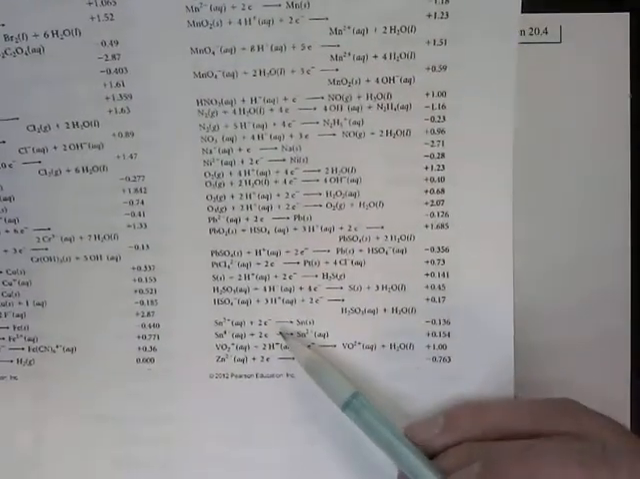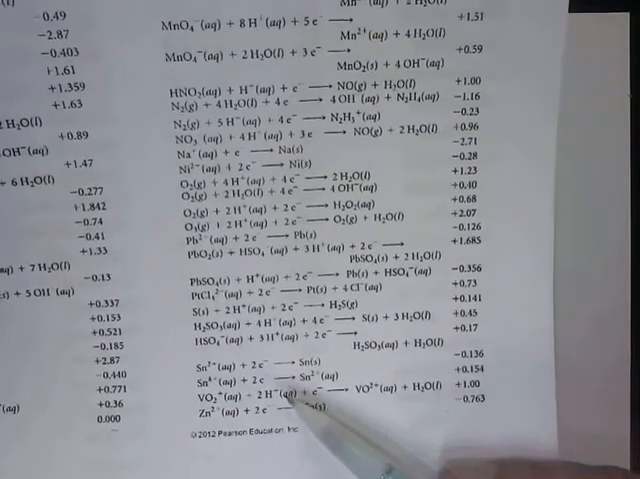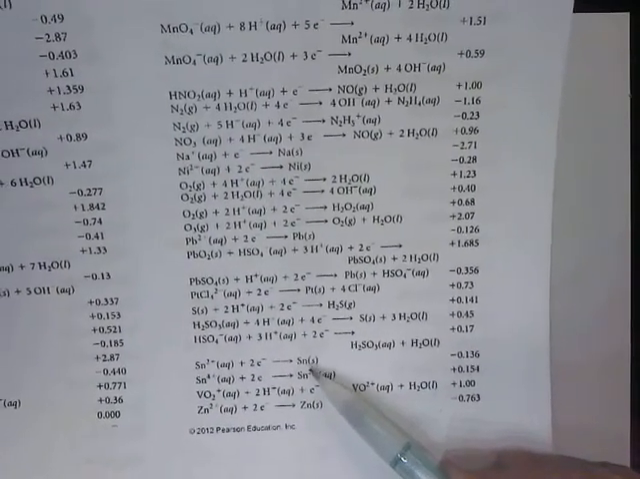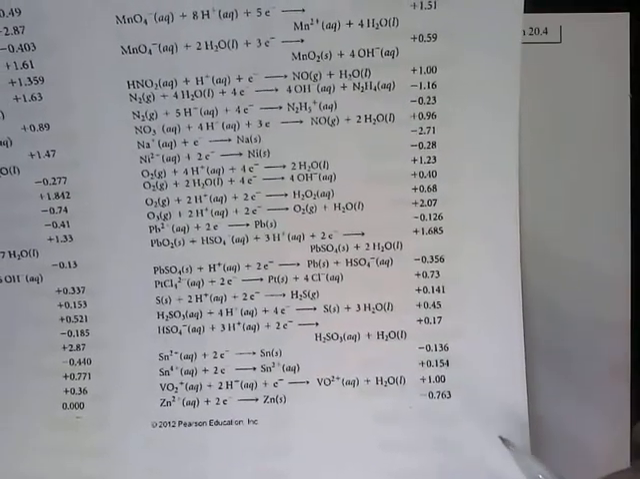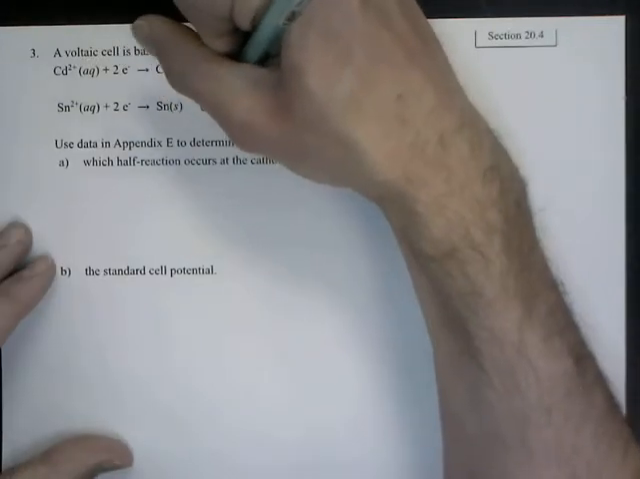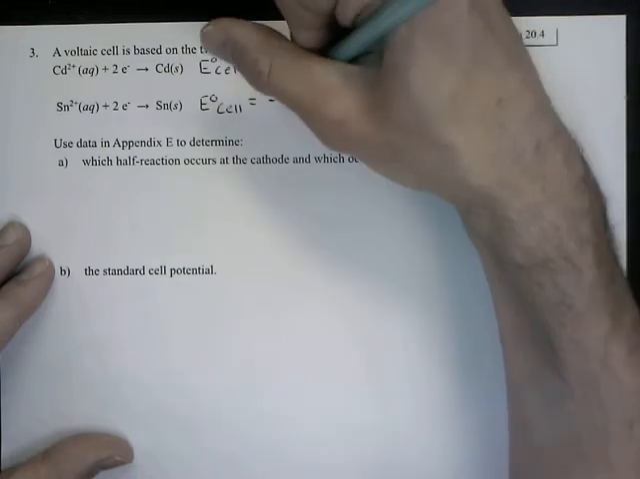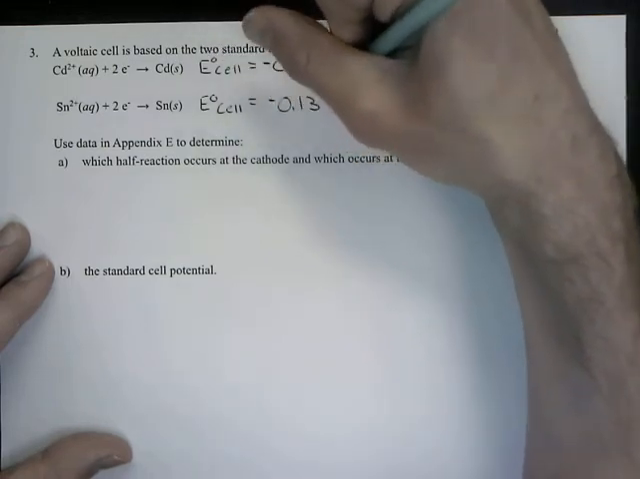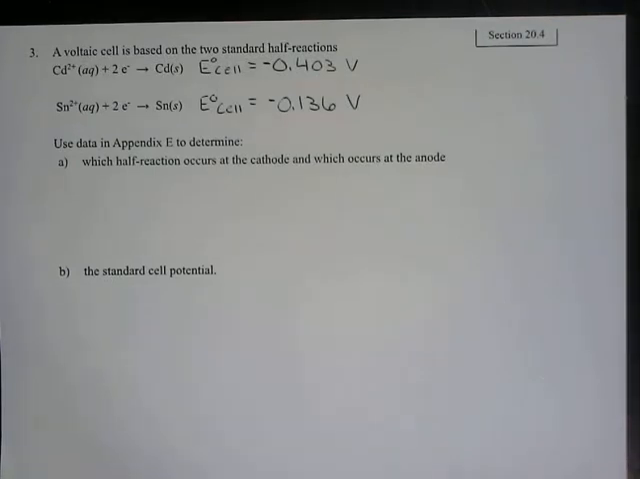And down here at the bottom right, so tin 2 plus, Sn 2 plus plus 2 electrons gets reduced to solid tin. It has a standard cell potential of negative 0.136 volts. So I'm going to write that down. Our standard cell potential here is negative 0.136 volts. All right. Well, okay, great.